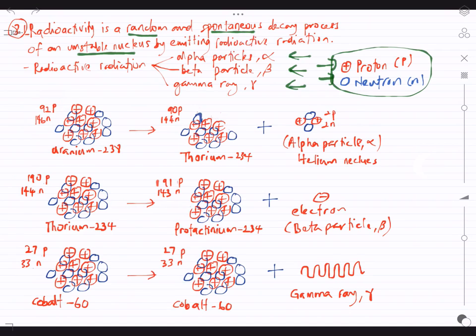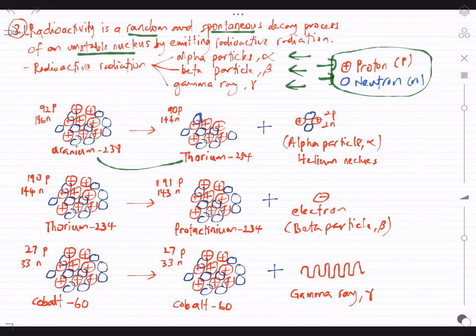When uranium-238 goes through the process of decay, it will change to thorium. You can see here from uranium it becomes thorium. At the same time, an alpha particle is released from uranium.